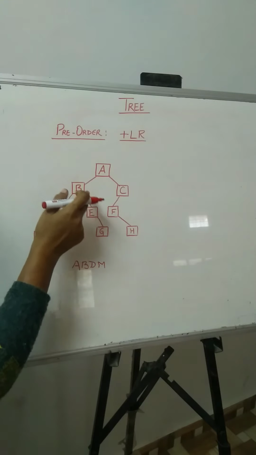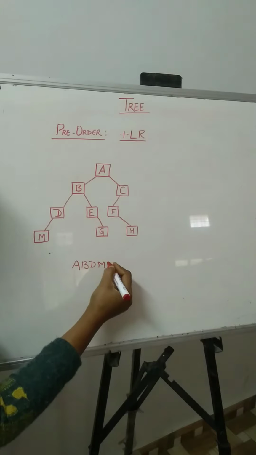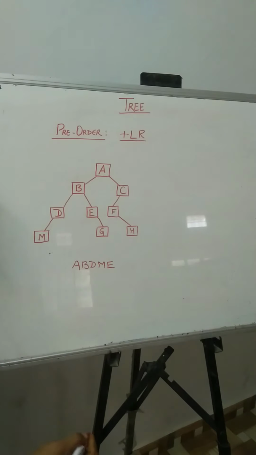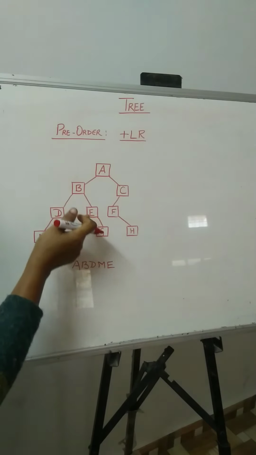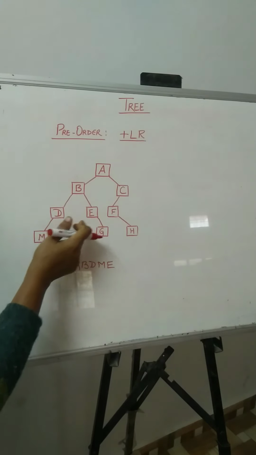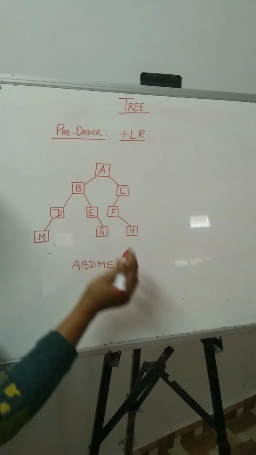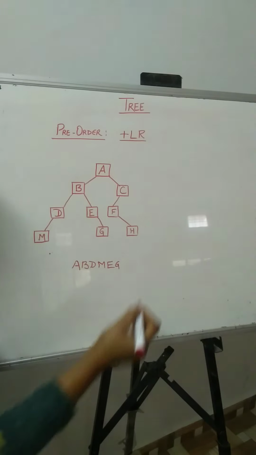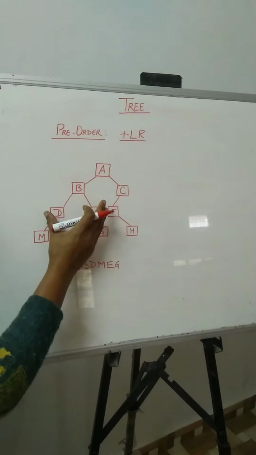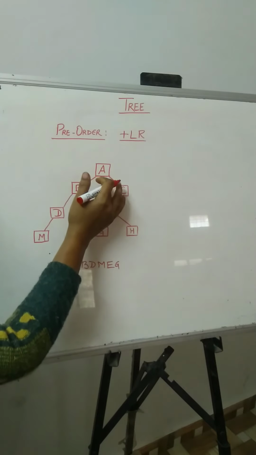B node right side is E. Okay, E also has a node, so E is considered as a root node. So here we write root node, that is E. Then we move to the left side of the E node. Here there is no element. So we move to the right side of E node, that is G. Simply we write G. Okay, after performing the left side traversal, we move to the right side of the root A.